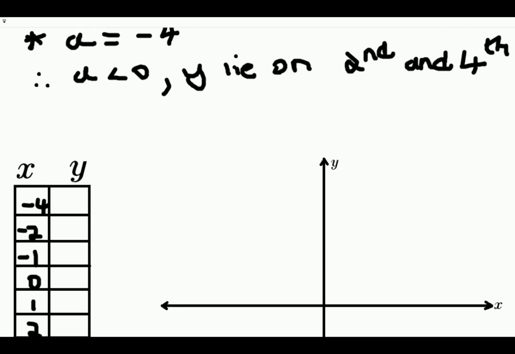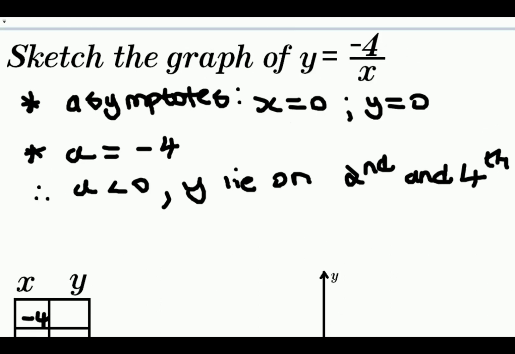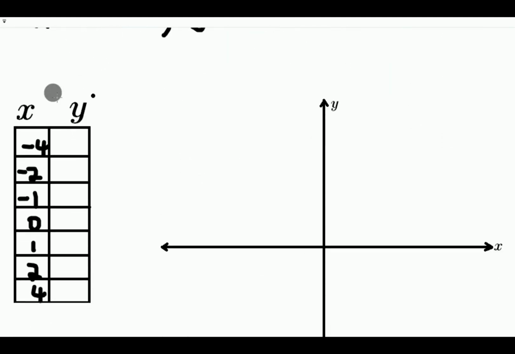So using these x values, when you put them here, the value of y, if you put minus 4, you're going to get 1. If you put minus 2, you're going to get 2. If you put minus 1, you're going to get 4. If you put 0, you're going to get undefined. So we use this symbol to symbolize undefined, which is the infinity sign. Then for 1, if you put 1, you're going to get minus 4. If you put 2, you're going to get minus 2. If you put 4, you're going to get minus 1.